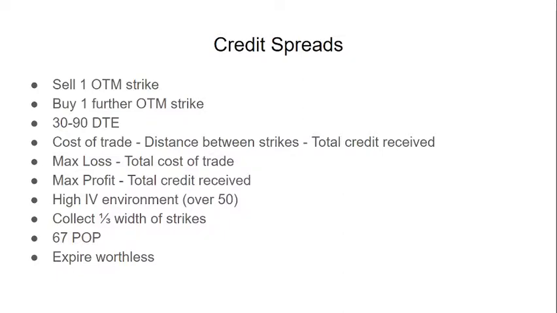Unlike credit spreads. With credit spreads, you're going to sell one out of the money strike and then buy one further out of the money strike. Just like debit spreads, 30 to 90 days till expiration. Cost of trade is the difference between the strikes minus the total credit received. So let's say you have $5 wide. Let's say SPY was at 370, 375 roughly. We're just going to keep it easy. We're going to say a 360 was our sell out of the money strike, and then a 350 put. So it's opposite. Let me know if I'm going too fast for you guys too. I know this is kind of a lot of information.